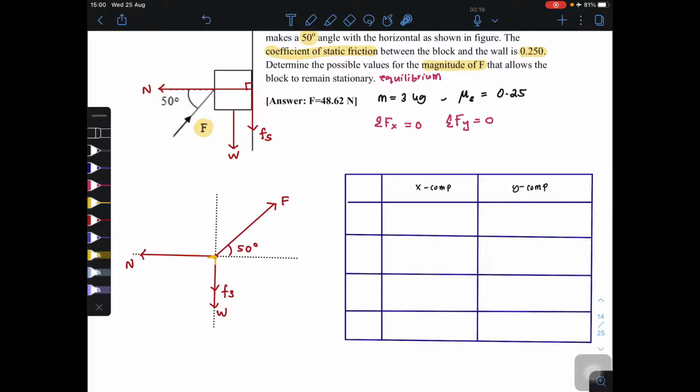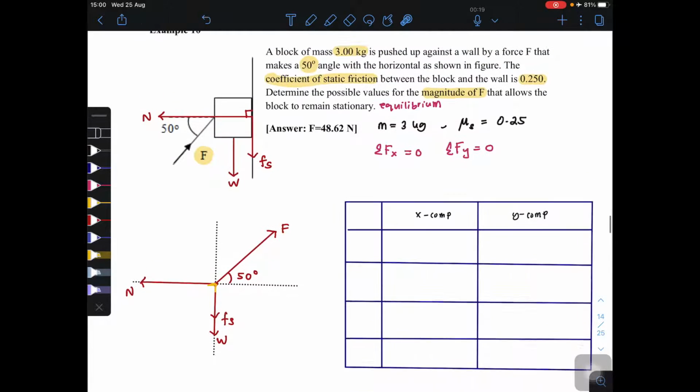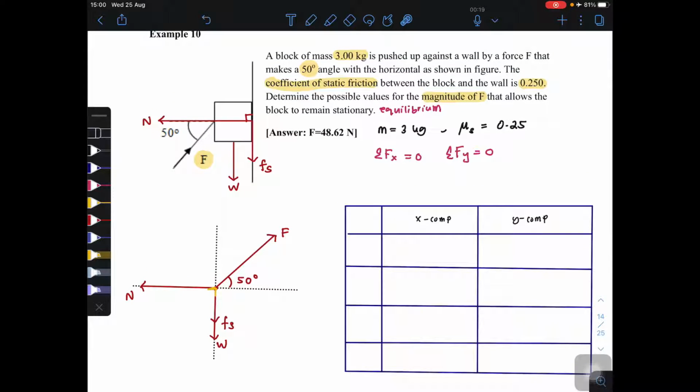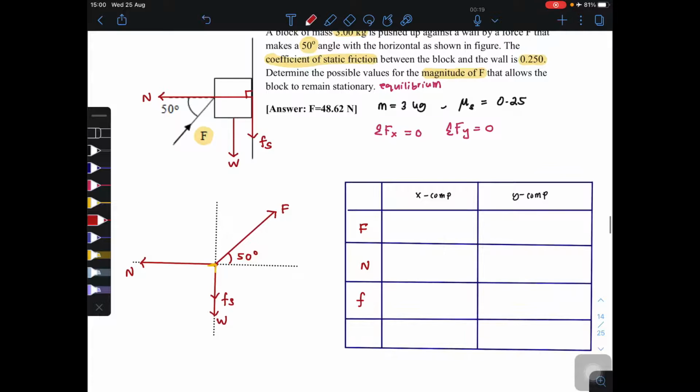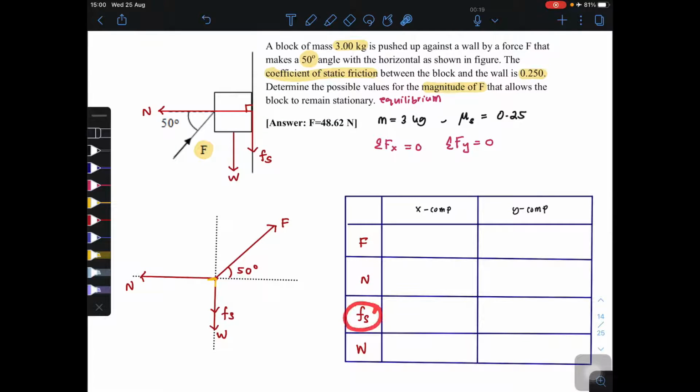Okay, so now that we have the FBD, we need to transfer the information into the table untuk kita resolve component into X and Y. So what we have here, we have the F and Fs and W. Okay, before I can transfer everything to the table, okay, so Fs, remember kita ada formula untuk Fs. Okay, apa formula untuk Fs?